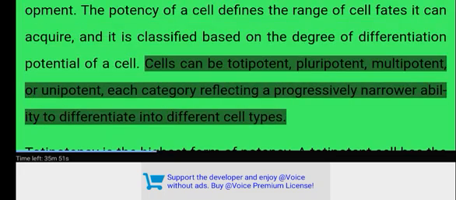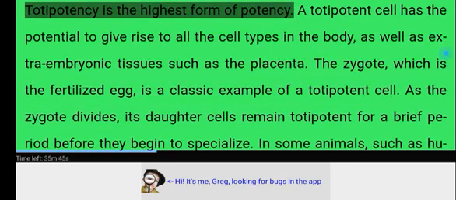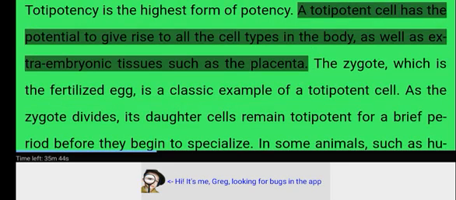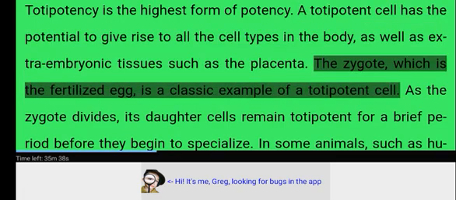Cells can be totipotent, pluripotent, multipotent, or unipotent, each category reflecting a progressively narrower ability to differentiate into different cell types. Totipotency is the highest form of potency. A totipotent cell has the potential to give rise to all the cell types in the body, as well as extraembryonic tissues such as the placenta. The zygote, which is the fertilized egg, is a classic example of a totipotent cell.